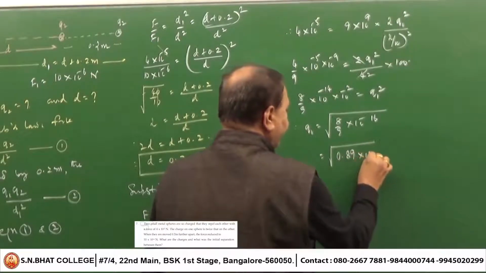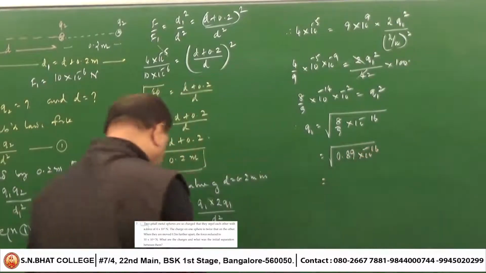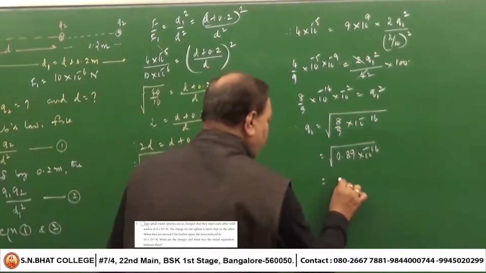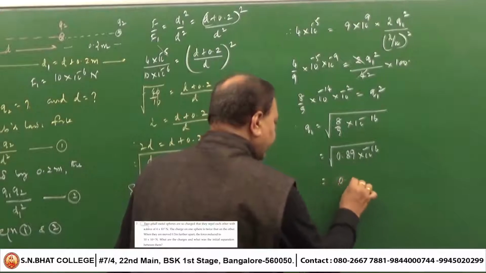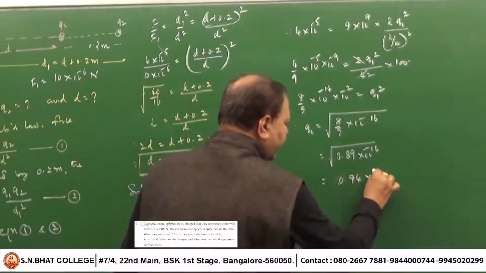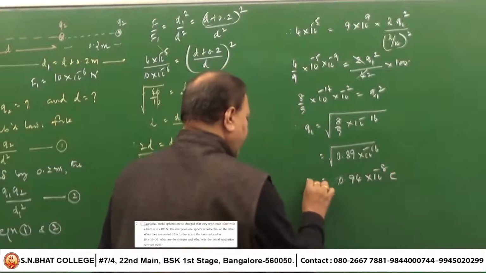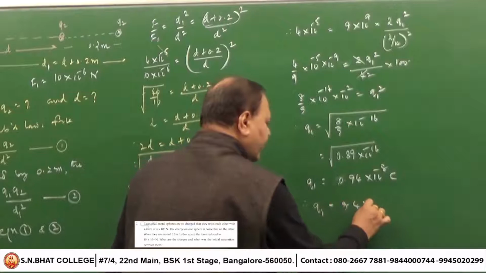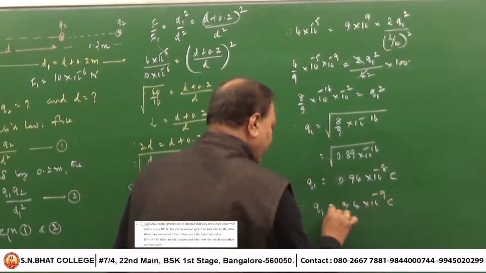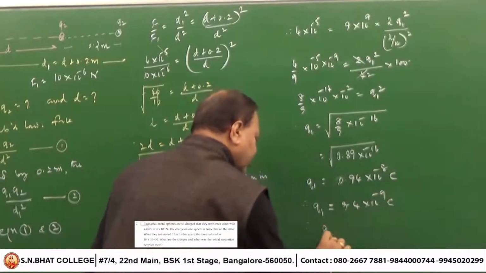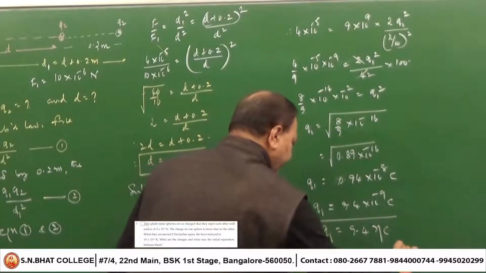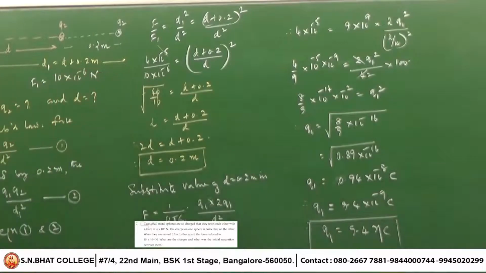Now you take the root for this one, which comes out to be 0.94. It comes out to be 0.94 into 10 to the power of minus 8 coulomb. And therefore your Q1 is equal to 9.4 into 10 to the power of minus 9 coulomb, which is nothing but Q1 is equal to 9.4 nanocoulomb, because minus 9. So you got the value of Q1.